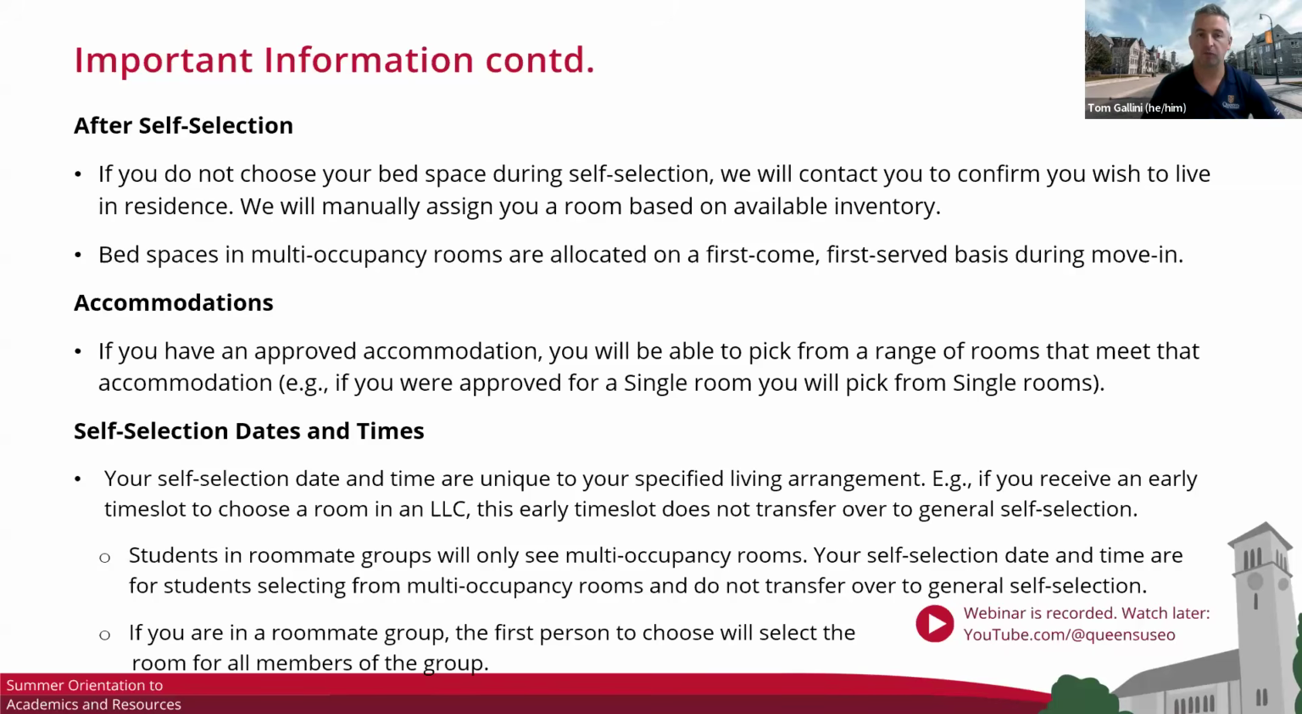Sometimes people do want to opt out of their roommate groups. My point is that your self-selection date and time, if you move into general self-selection, will change. And it may well be later. And if you're in a roommate group and your roommate has a self-selection date and time that is even a few hours later than yours, that could significantly change their self-selection date and time in general self-selection.